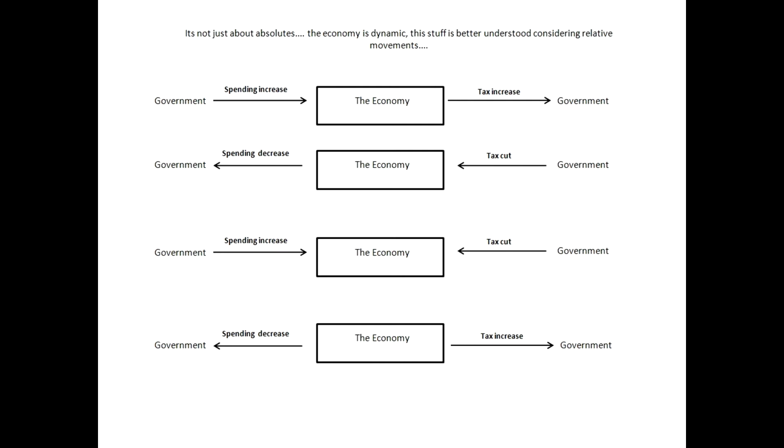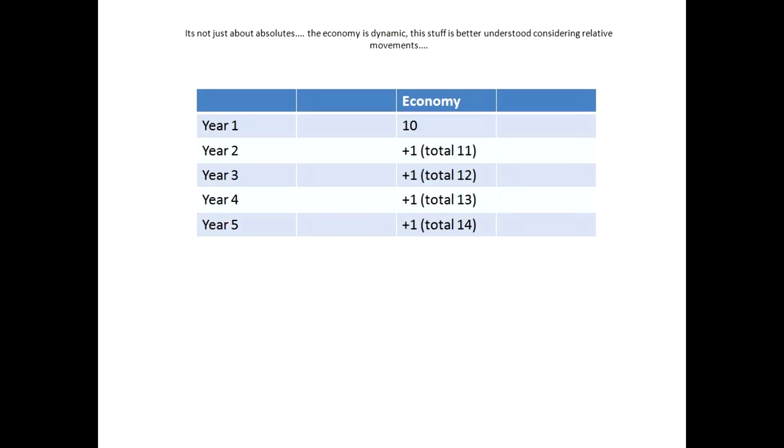So I'm now just going to mock up a little table of values scenario to demonstrate how this works. I'm going to start off an economy. In year one, it's 10 units in size, and it's going to have economic growth, and it's going to grow by 1 unit each year for the next 4.